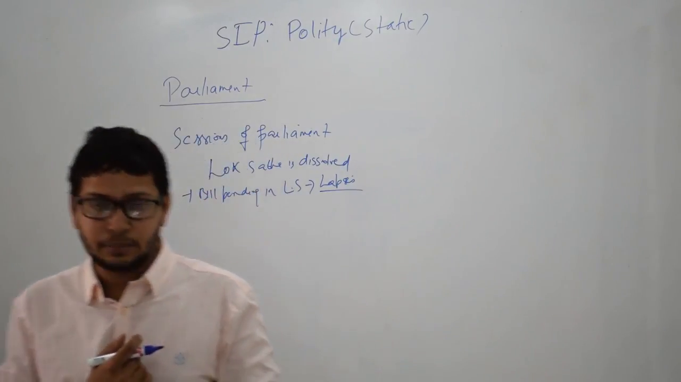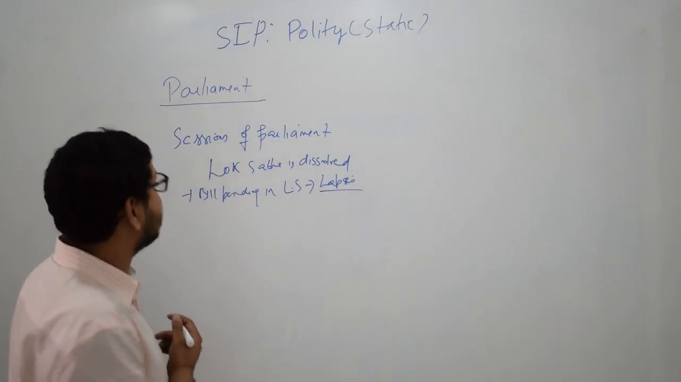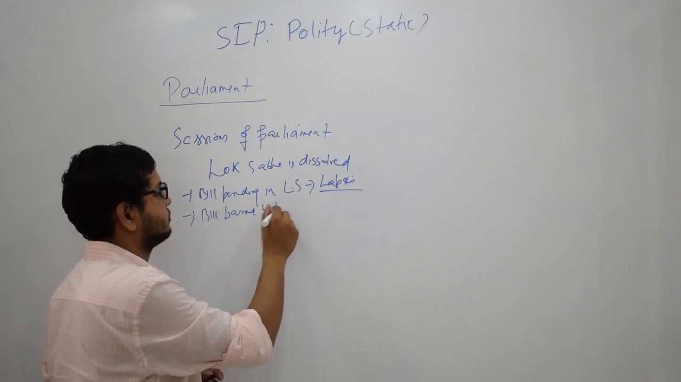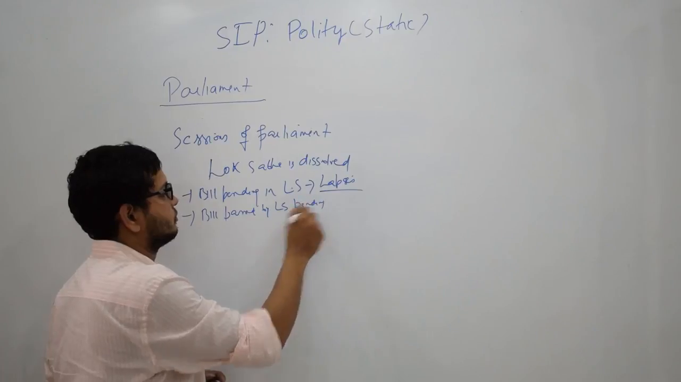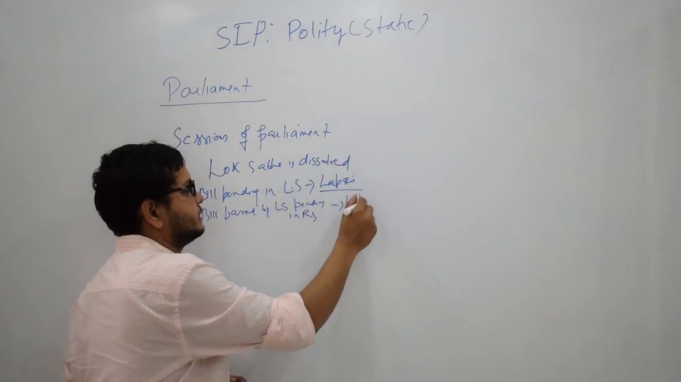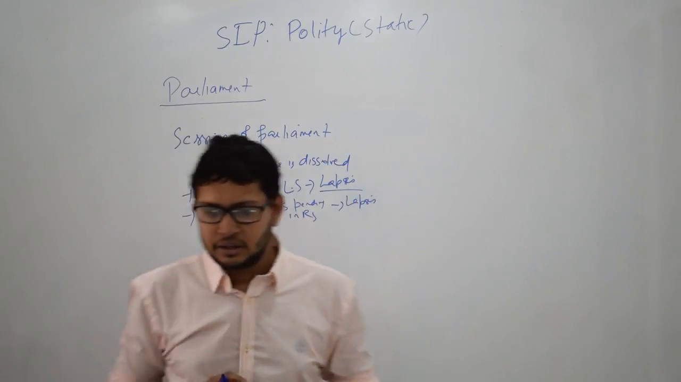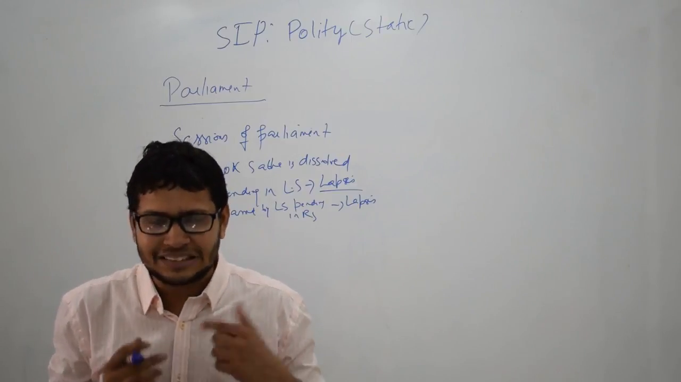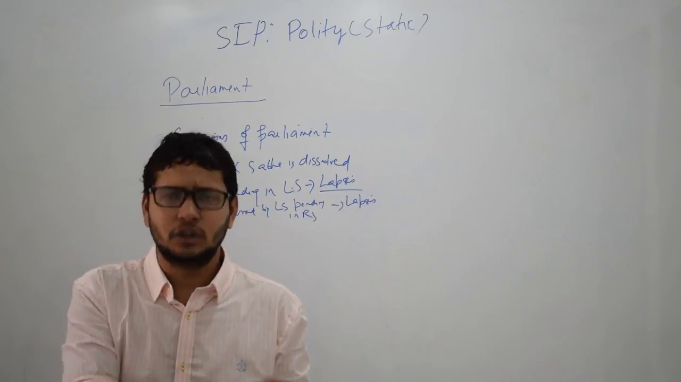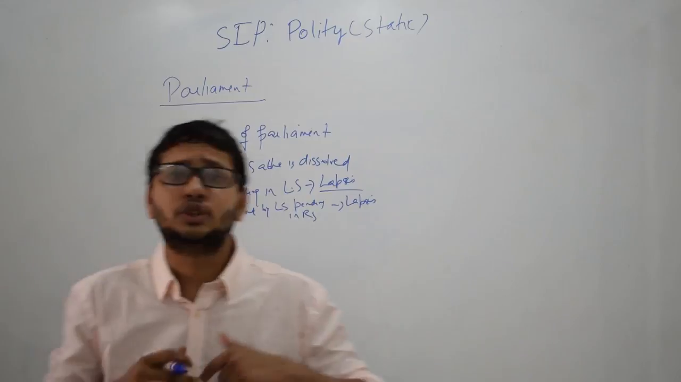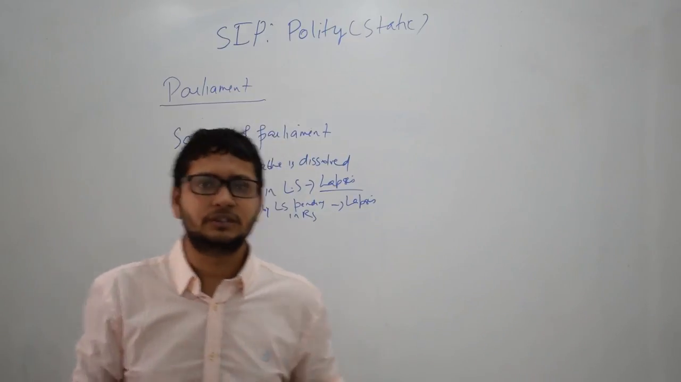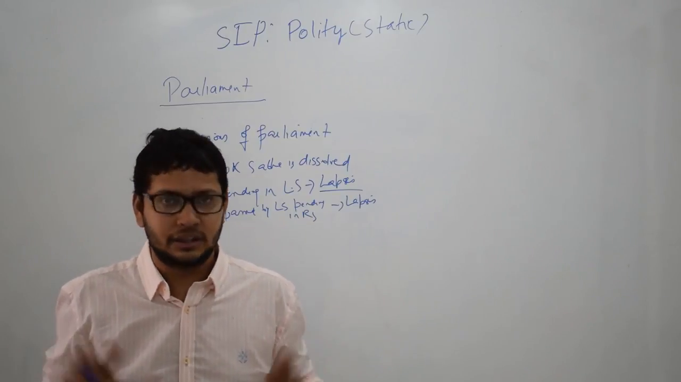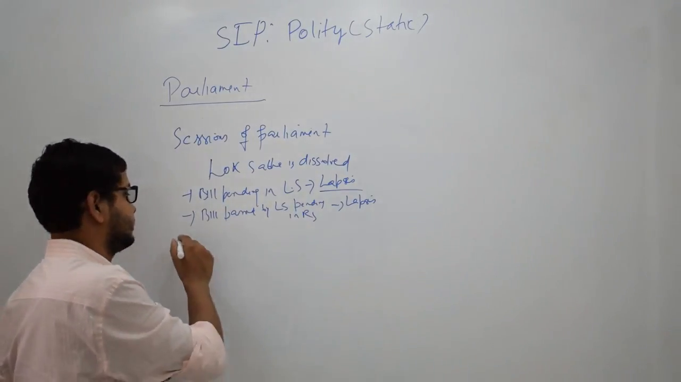Second is a bill which is passed by Lok Sabha but pending in Rajya Sabha. This also lapses. Third situation is that a bill is not passed by the two houses due to some disagreement, and before the Lok Sabha is dissolved, the president has already called for a joint session. In that case, the bill does not lapse.